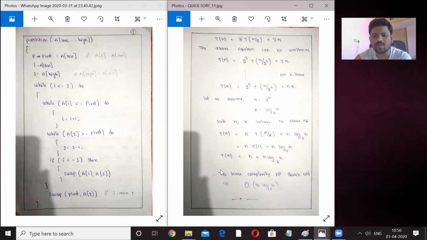So the time complexity for quicksort can be written as order of n log n base 2.